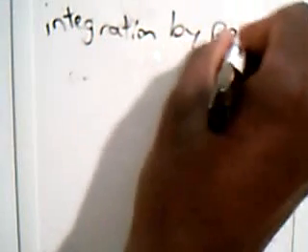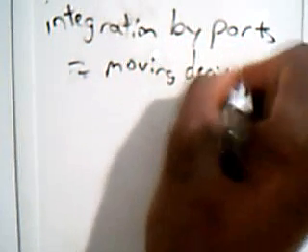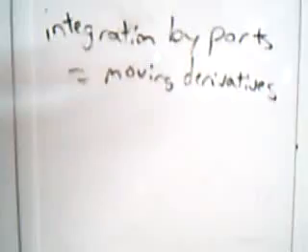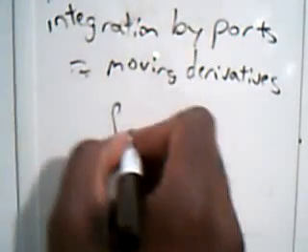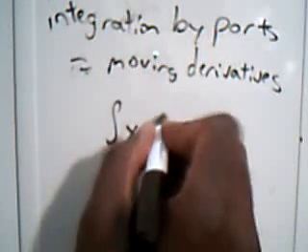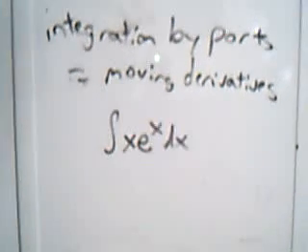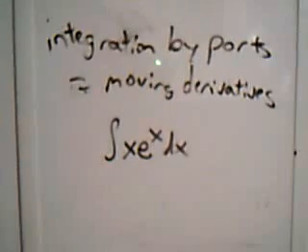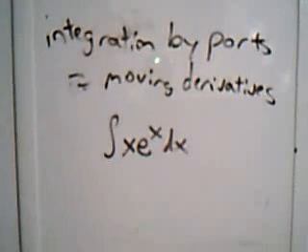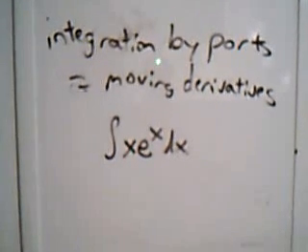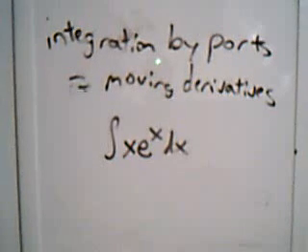So integration by parts, that's really the same as moving derivatives. Okay, what do we mean by that? Okay, so let's say we have an integral, the integral of x times e to the x dx. Alright, now the way you should approach integration by parts is, which direction should I move the integral such that the integrand becomes simpler?